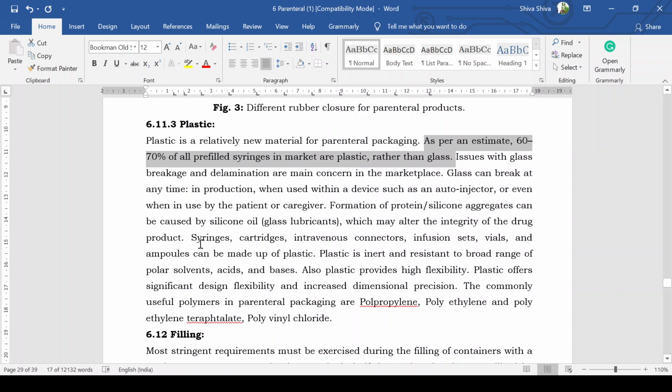Syringes, cartridges, intravenous connectors, infusion sets, vials, and ampoules can be made up of plastic. Plastic is inert and resistant to a broad range of poor solvents, acids and bases. So it is an inert one.